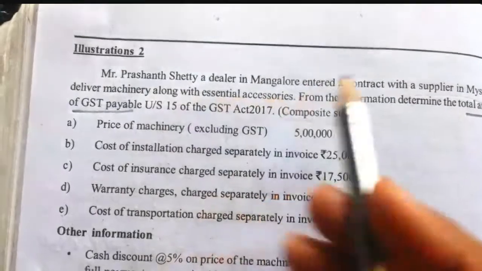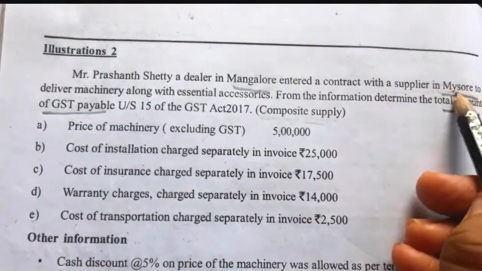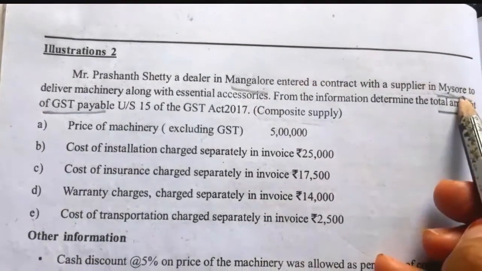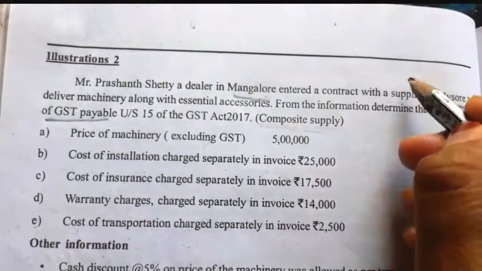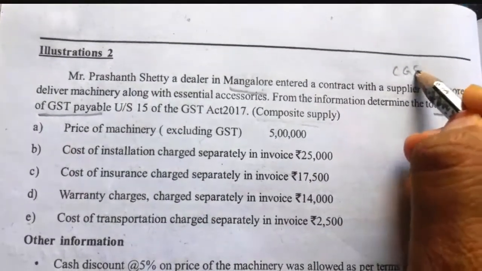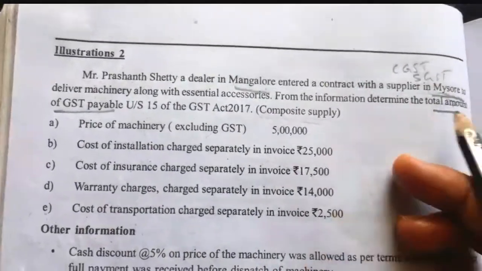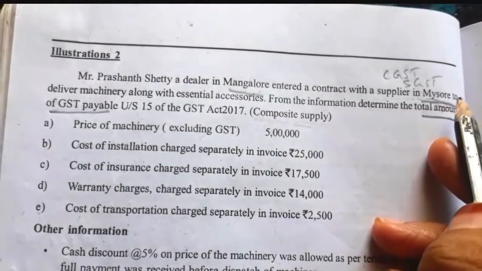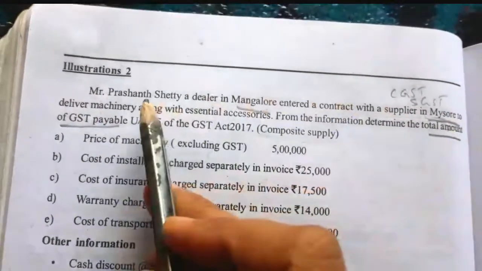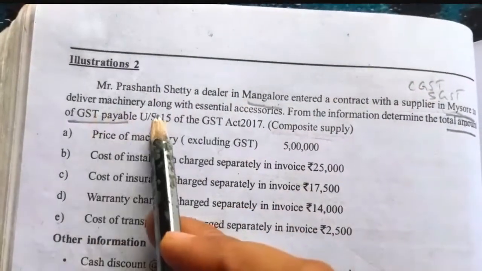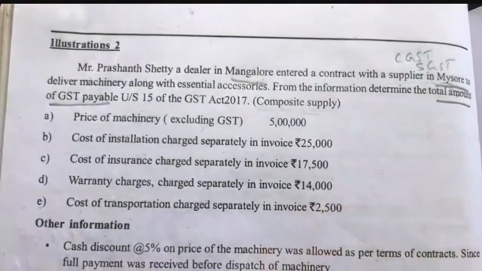Mr. Prashant Shetty, a dealer in Mangalore, entered a contract with supplier in Mysore. So Mangalore and Mysore are within the state Karnataka. So here we have to take CGST and SGST. The tax liability will be CGST and SGST because the buyer as well as the supplier is within the state Karnataka, Mangalore and Mysore. They entered into a contract to deliver machinery along with essential accessories. From the following information we have to compute the GST payable.